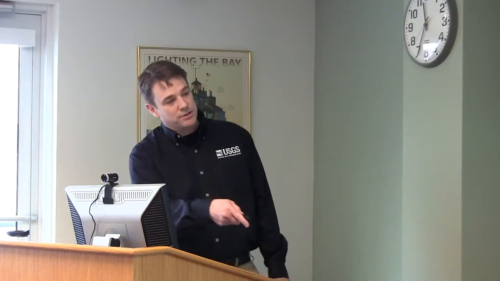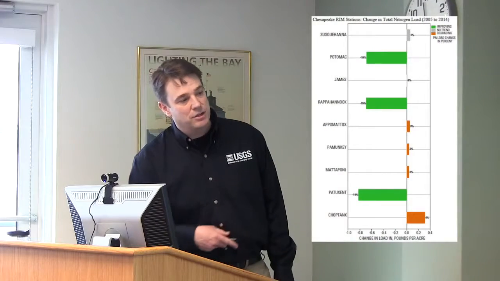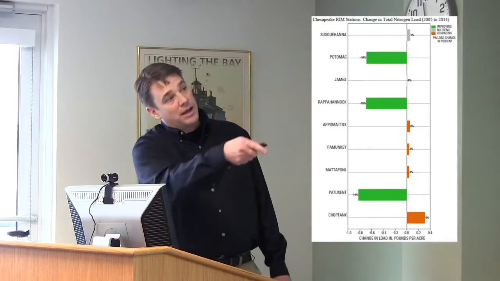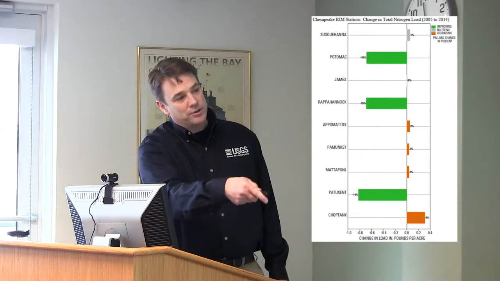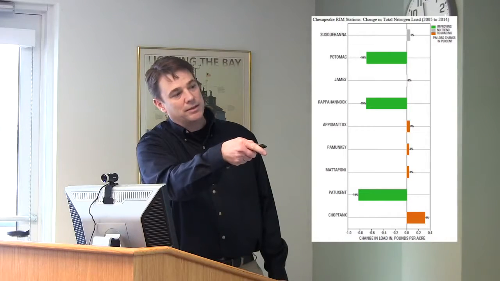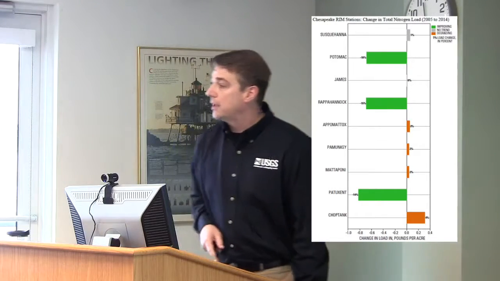So what I want to do now is take these short-term patterns and put them onto the plot that we have. We've got these normalized loads, these per acre loads. So now what we want to say is how much mass is being reduced at each of these stations. So we have on the x-axis the change in load in pounds per acre, and then we have our 9 river input monitoring stations stacked from the Susquehanna at the top to the Choptank at the bottom.